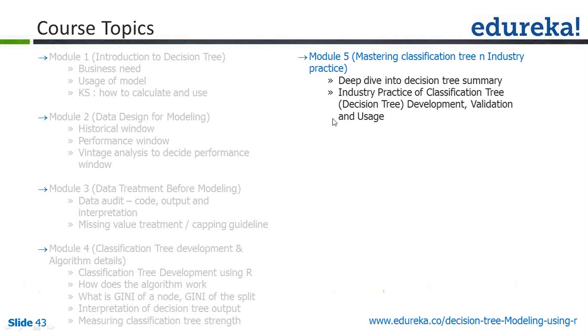In module 5, we will understand this even more deeply, because here you'll be getting an assignment, data where you are supposed to do something and share in the next class. In the next class, we'll go through that again and answer those questions. And we will understand what the practice of industry is. How do they develop a decision tree? How do they validate it? And how do they use it?